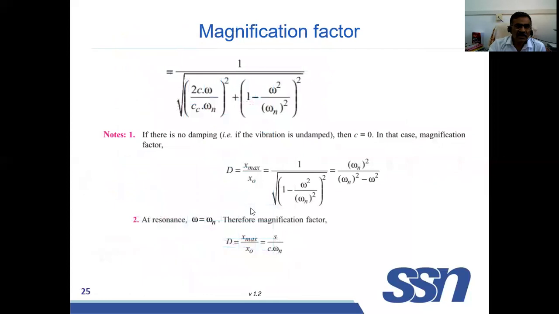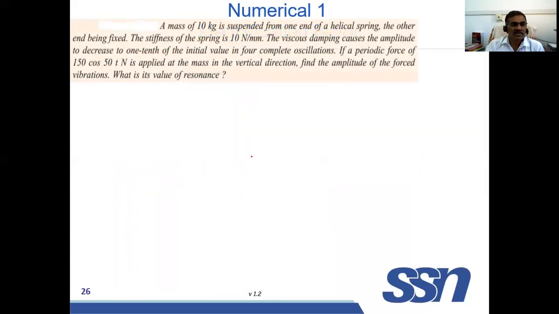Now, let us solve one problem. In this problem, a forced vibrating system, the mass is given, M equal to 10 kg. The stiffness of the spring, K, is 10 Newton per millimeter. You convert this into Newton per meter, so 10,000 Newton per meter. The viscous damping causes the amplitude to decrease to 1/10 of the initial value in 4 complete oscillations.